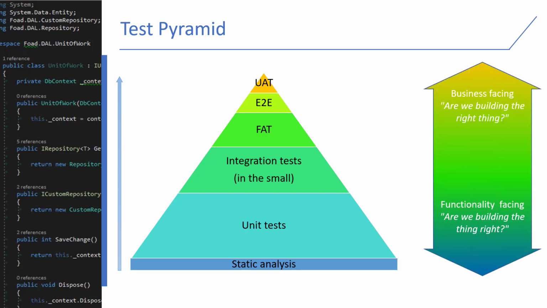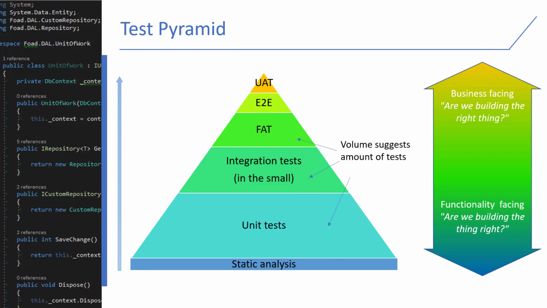Okay, let's see. At the bottom of the pyramid, what are we checking? We are checking, are we building the things right? We are more focused on functionality. But when we climb this pyramid, we are trying to check the business. We are checking, are we building the right things?